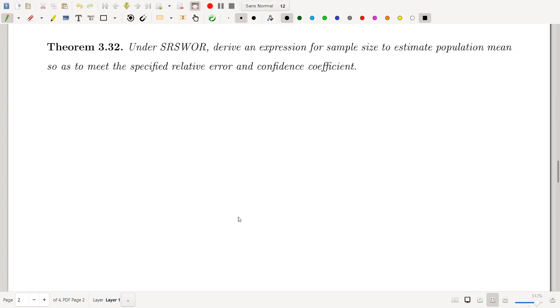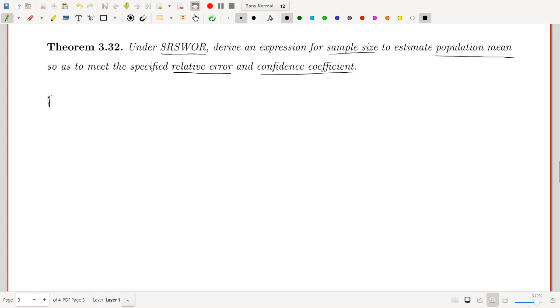Now move to the next theorem. The next theorem is for SRSWOR, without replacement. Derive an expression for sample size, meaning here also we want to find small n to estimate the population mean so as to meet a specified relative error and confidence coefficient.